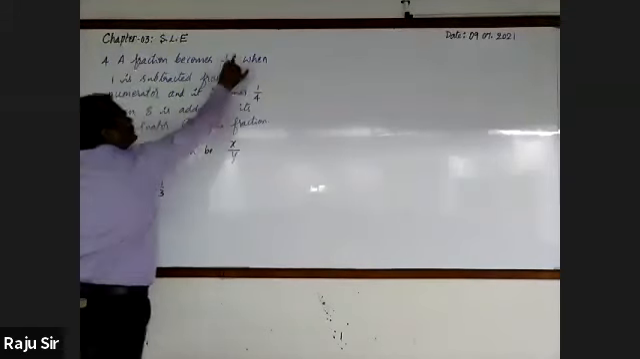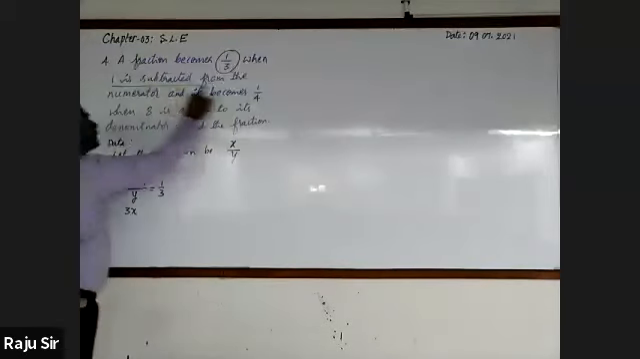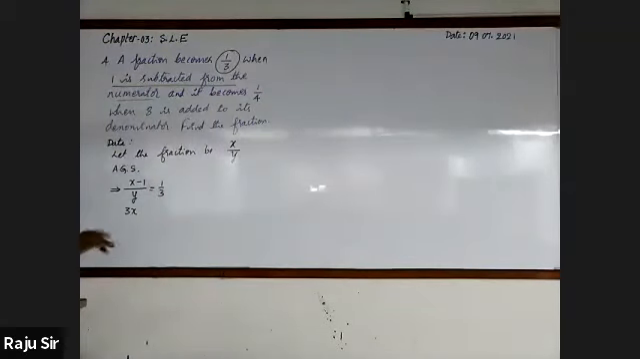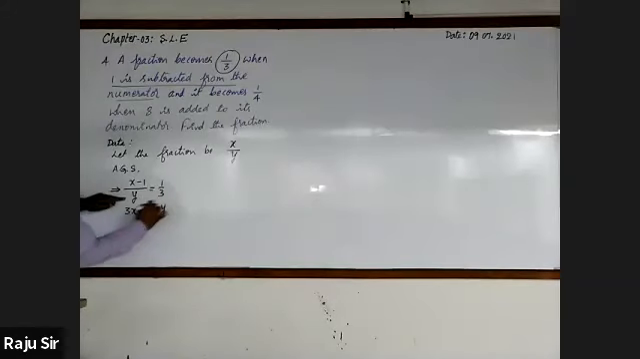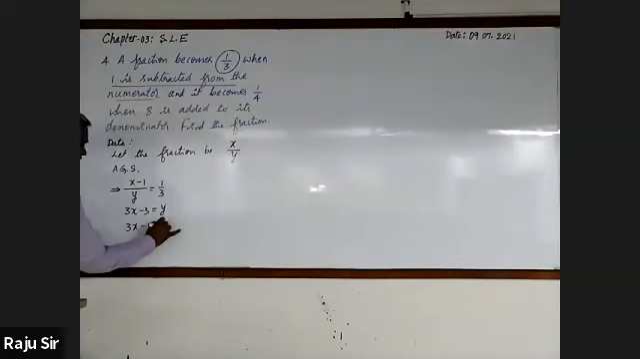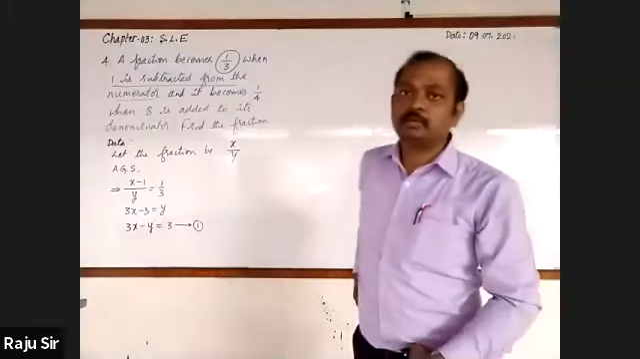Here a fraction becomes 1 by 3 when 1 is subtracted from the numerator only. Numerator is x. From this we are subtracting 1. So it becomes x minus 1 by y, that is equal to 1 by 3. So cross multiply. 3 into x, 3x, 3 into minus 1, minus 3. It is equal to y into 1, y. Write it in standard form. It is 3x minus y, which is equal to 3. You may call it equation 1. Have you got the same equation?